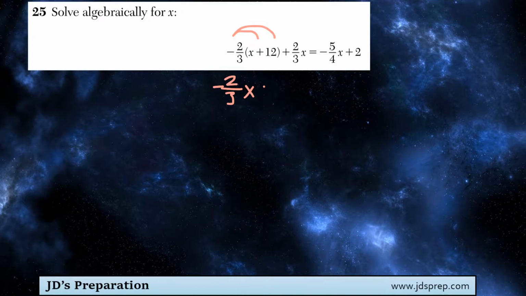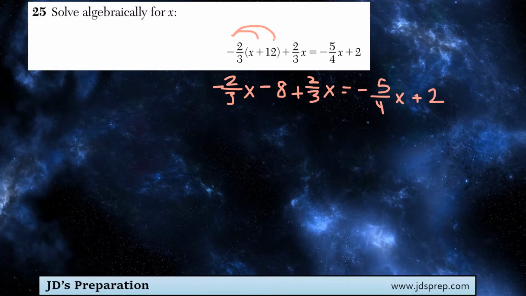Now hang on a second here. So if I multiply negative 2/3 times 12, we get negative 8. So that means we're going to be subtracting 8. That plus 2/3 x is still there, and we'll just rewrite the right side of the equation here real quick.